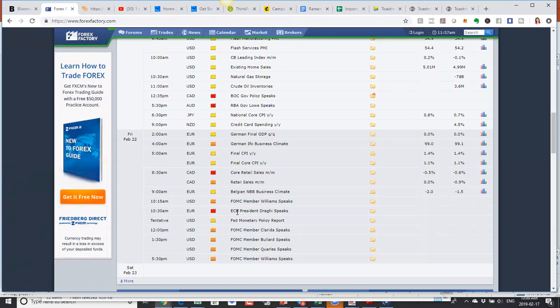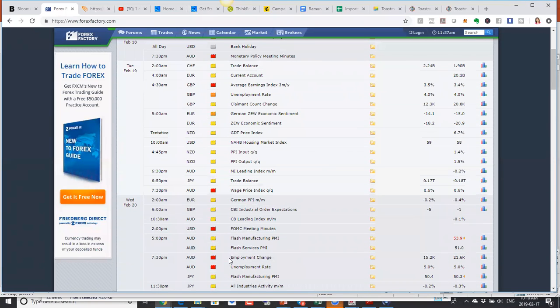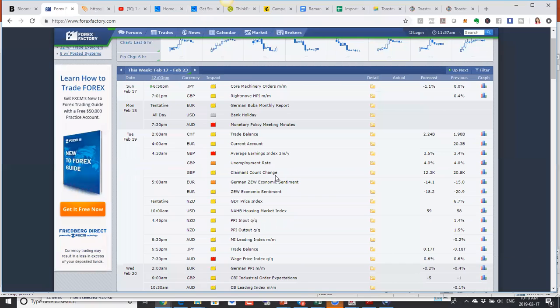So here on Friday as well, we have ECB President Draghi speaking. Again, this will be very important. And then we have more central bank stuff. We have the monetary policy report and a whole bunch of Fed members speaking here. So Friday looks like a big central bank day, but overall the entire week, just pay attention to our news feed so that you know what's going on, because things can change based on the comments that come out.